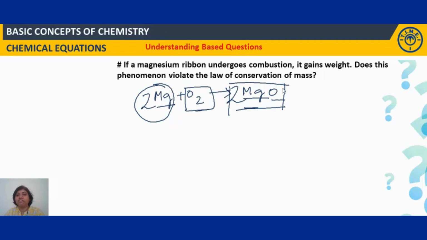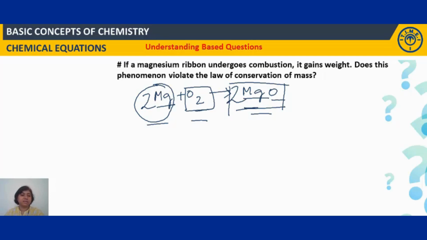So does it violate the law of conservation of mass? Definitely not. First we have observed the mass of magnesium, then we have observed the mass of magnesium oxide. But the atmospheric oxygen we are not considering when we are considering the mass of magnesium. So this magnesium is combining with a gas, atmospheric oxygen, to form magnesium oxide. If you carry out this burning of magnesium ribbon or any pieces of magnesium in a closed container, then you will find there is no change in the mass. Fine? Okay, good.